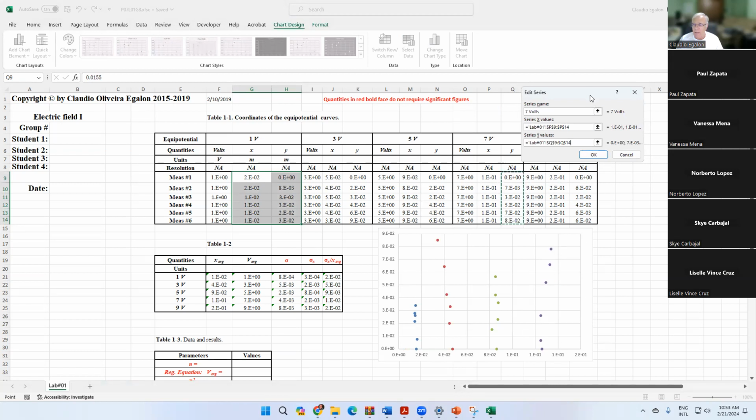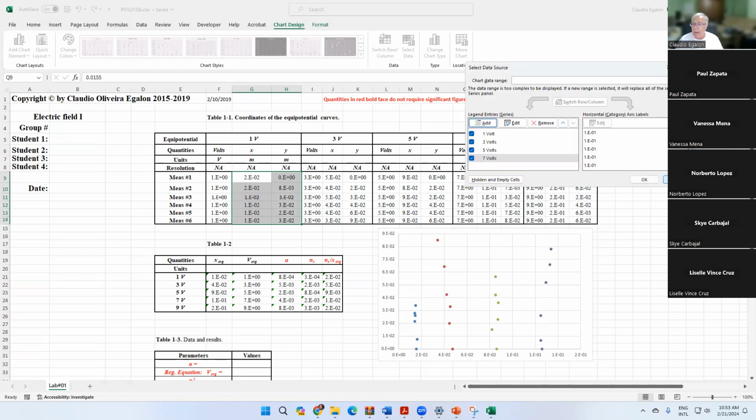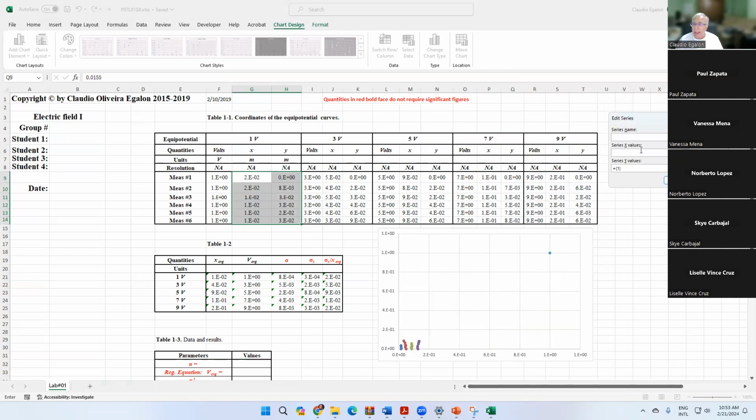Isn't that nice? If you have the data typed there properly, you can plot the equipotentials with Excel. And then finally, I'm going to click OK. I'm going to add my last equipotential, and then you go ahead and type 9 volts. X, highlight X. Y, get rid of your 1, your annoying 1, right?